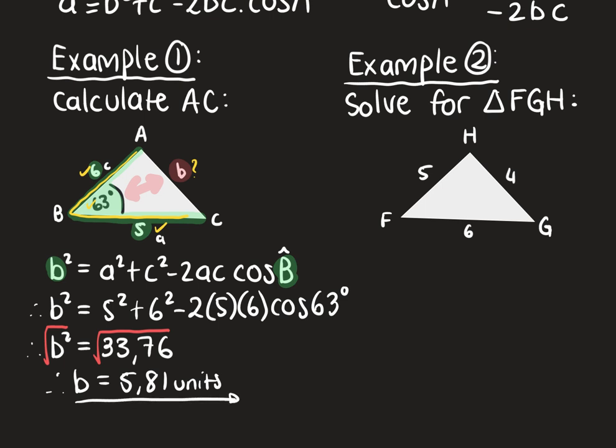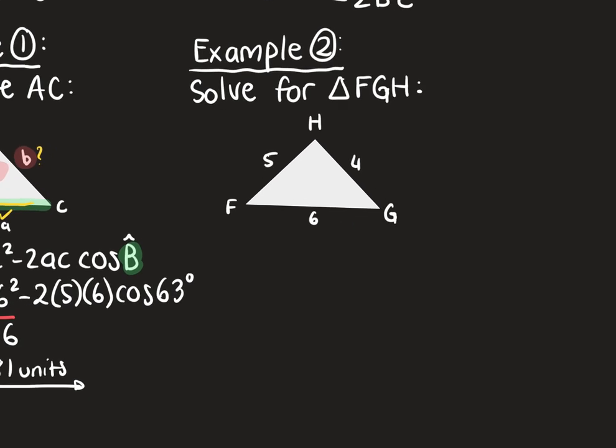Everyone happy with that? Fantastic. Let's move on to the next example. Now the next example is asking me to solve for this triangle. So what it's asking me to do is basically work out everything that hasn't been worked out already. So let's see what scenario we're dealing with. We're dealing with the second case scenario here.